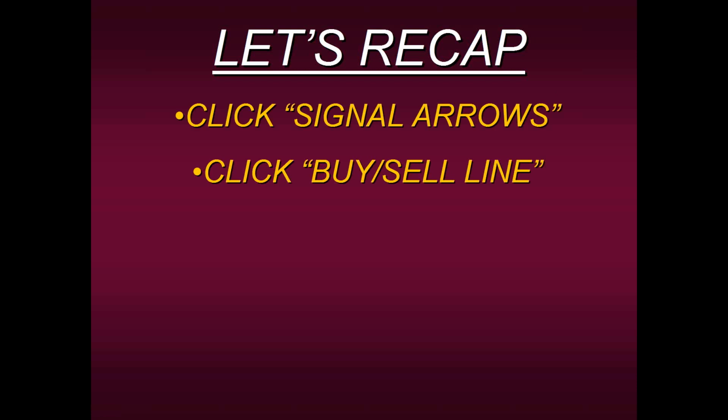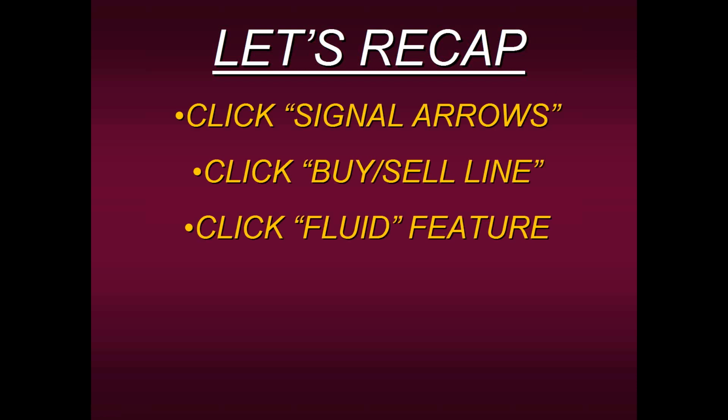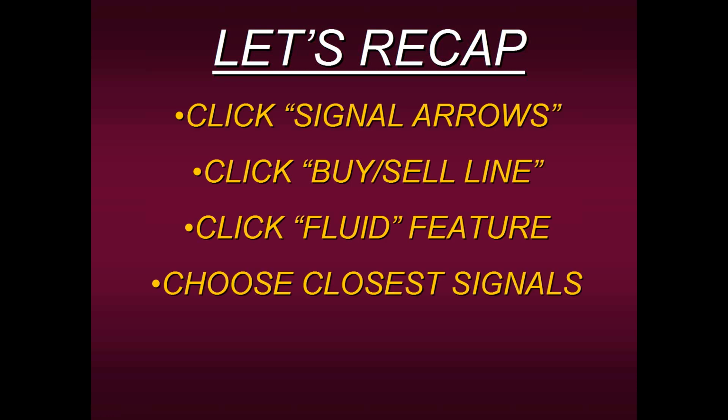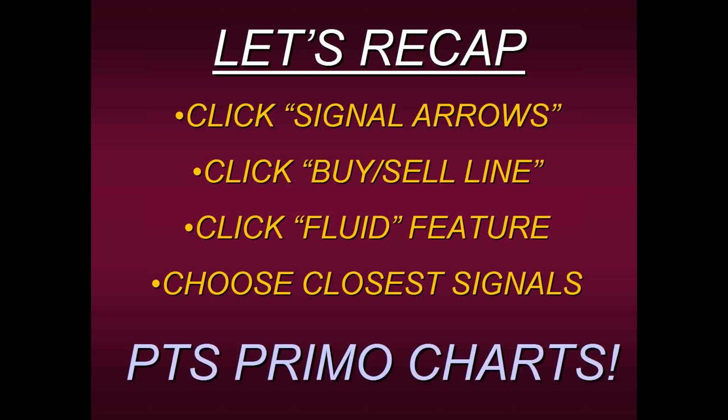Then click on buy sell line. And when you click on the buy sell line, that's a 50-period moving average, you want to click on the fluid feature. The fluid feature will automatically color the back of the screen either blue for the buy zone or reddish orange for the sell zone. You only want to take any signal, either a buy or a sell signal, that is closest to or touching that fluid buy sell line. Now, this process can only be applied on our platform, the PTS Primo charting platform.